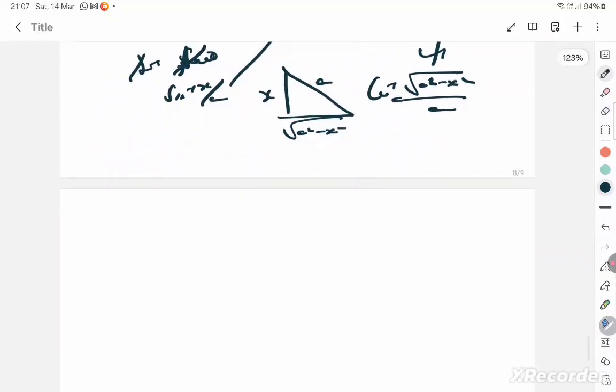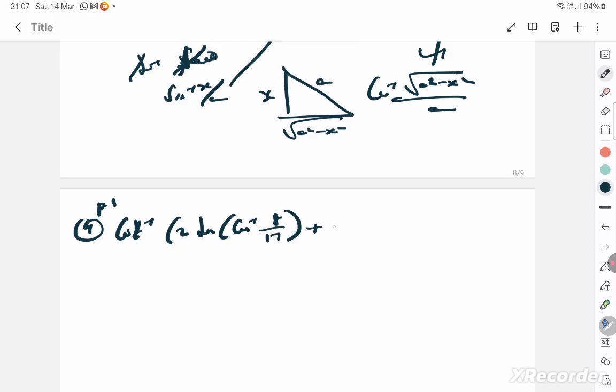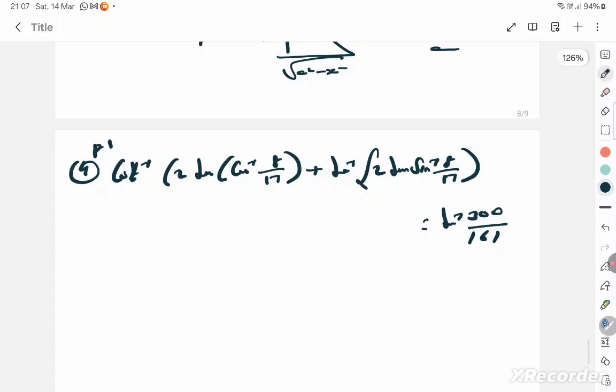So let's go to the next question, which is the fourth question. It's a prove that question: cot inverse of 2 into tan of cos inverse of 8 by 17 plus tan inverse of 2 into tan of sin inverse of 8 by 17 is equal to tan inverse of 300 by 161.